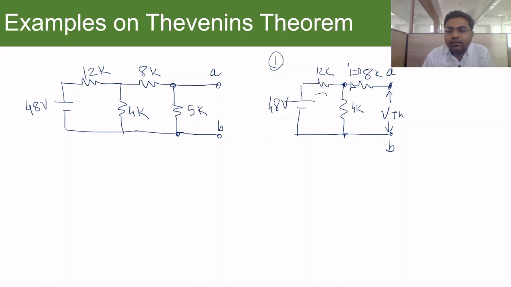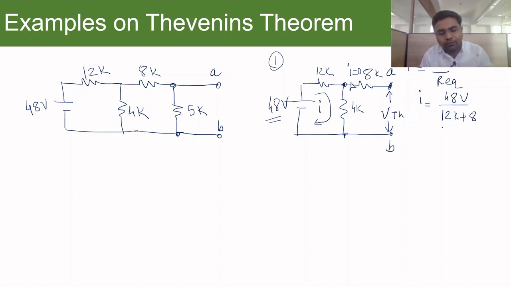So how are we targeting this particular problem? Firstly, let us find the current through this loop. Here 12K and 4K are both resistors connected in series. So the current I can be worked out as per Ohm's law: the applied voltage V over R equivalent. V is 48 volt, and R is the sum of 12K plus 4K.